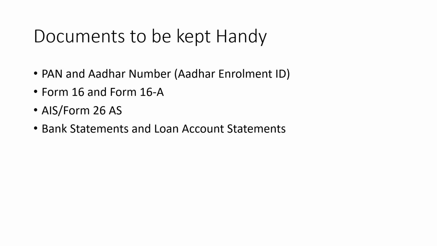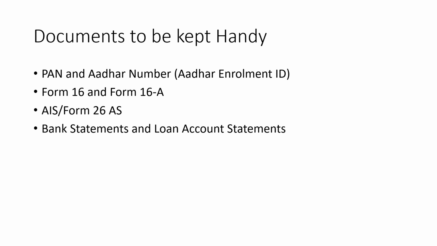Just before you come to the landing page, let me give brief information about the documents you will need in order to do your tax filing. Before you start filing your tax returns, make sure that your PAN and Aadhaar are already linked. Please ensure that you have received the Form 16 and Form 16A from your employer, and have a look at the AIS, the Annual Information System, and the Form 26 AIS.